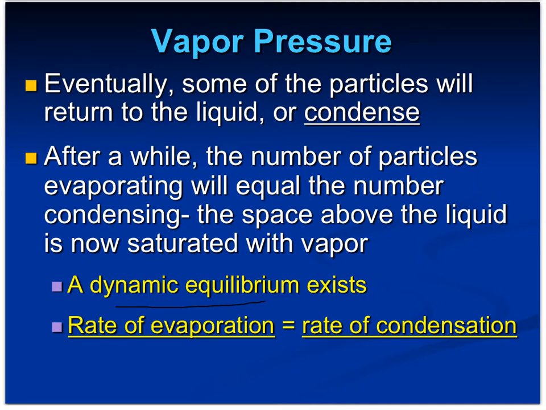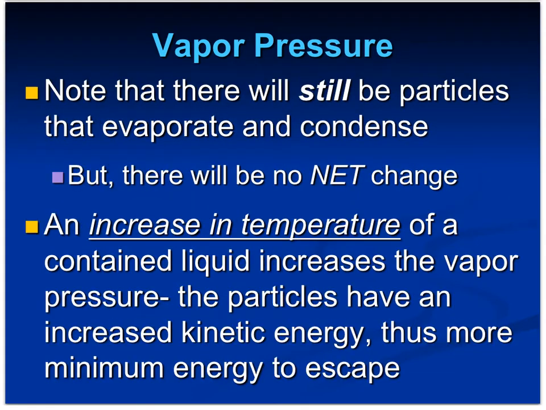And remember, dynamic means it's kind of going back and forth. While you might have the same number, there are some particles going into the gas phase while others are going into the liquid phase. And so we'll say that the rate of evaporation is equal to the rate of condensation. So the particles aren't just staying as a liquid, or just staying as a gas, but the number of particles switching between the two phases are at equilibrium. So as I was saying on the last slide, note that there will still be particles that evaporate and condense, but there'll be no net change.